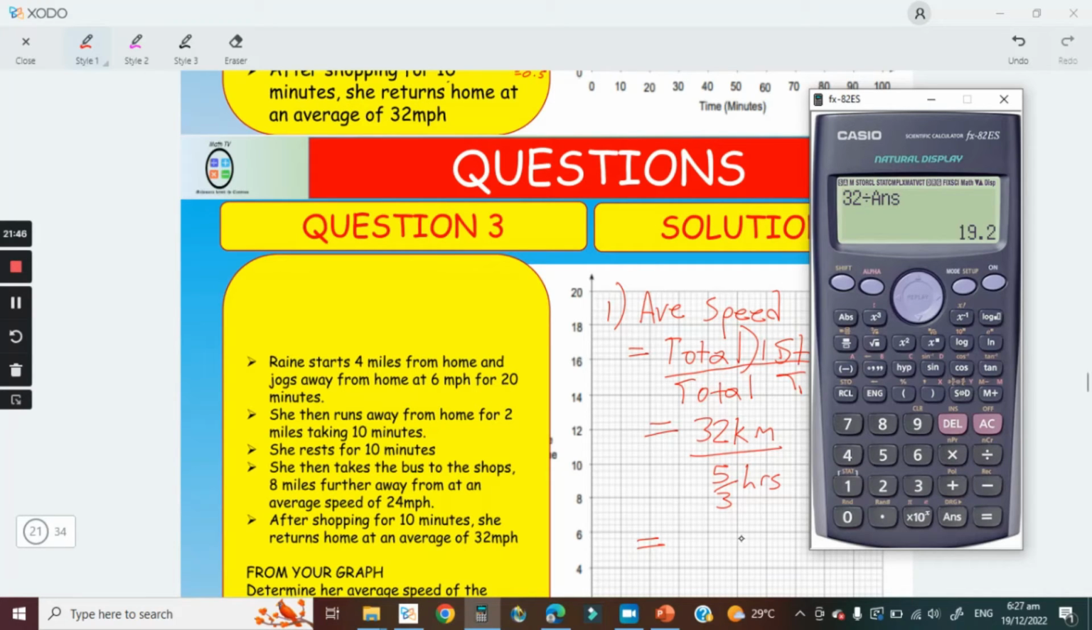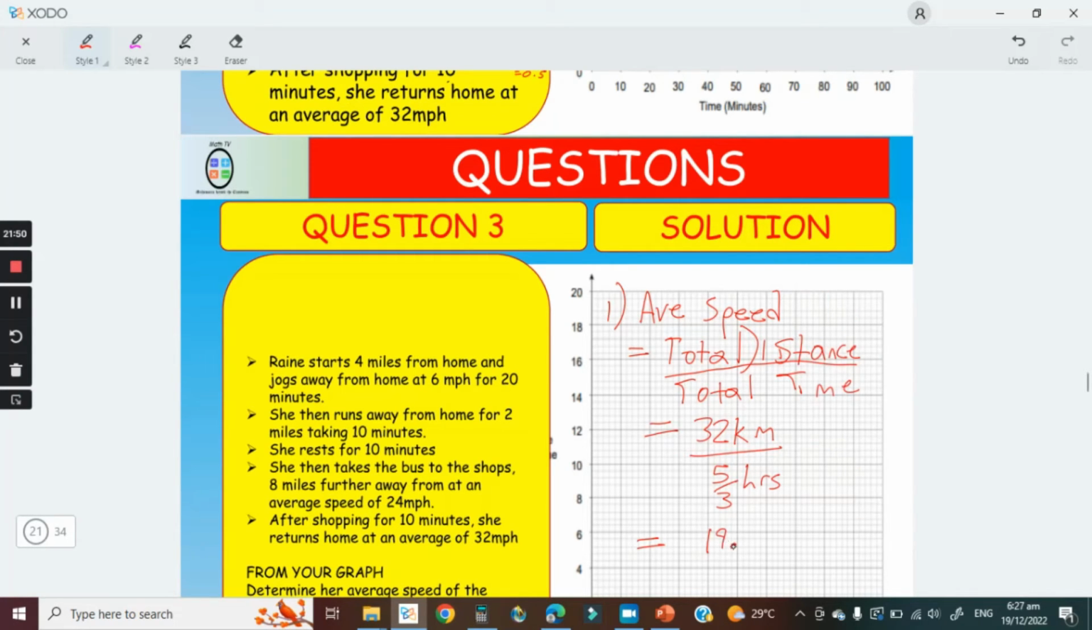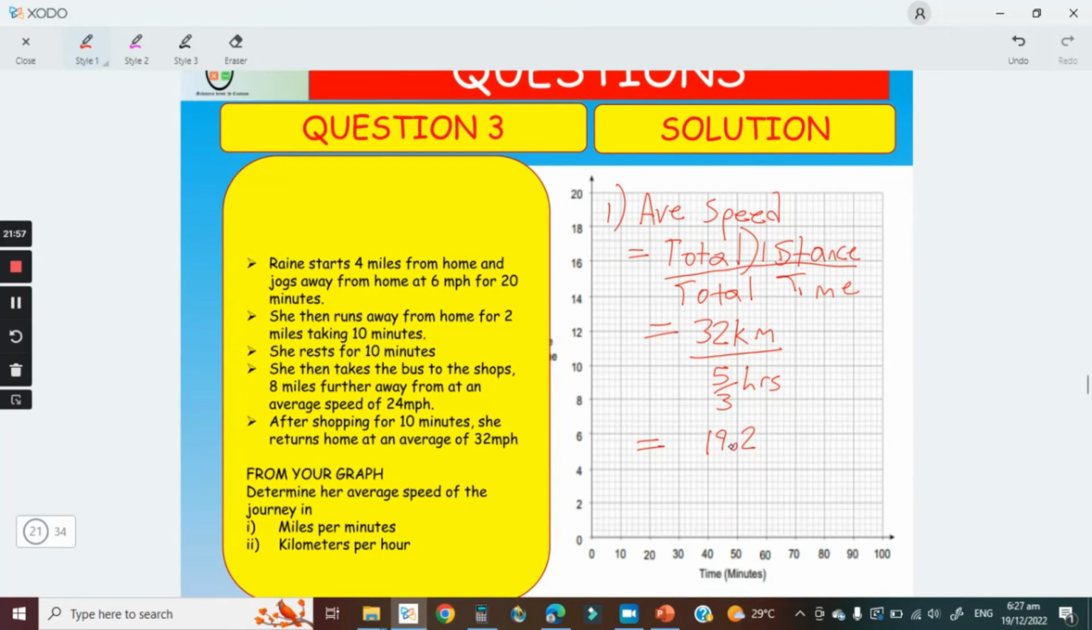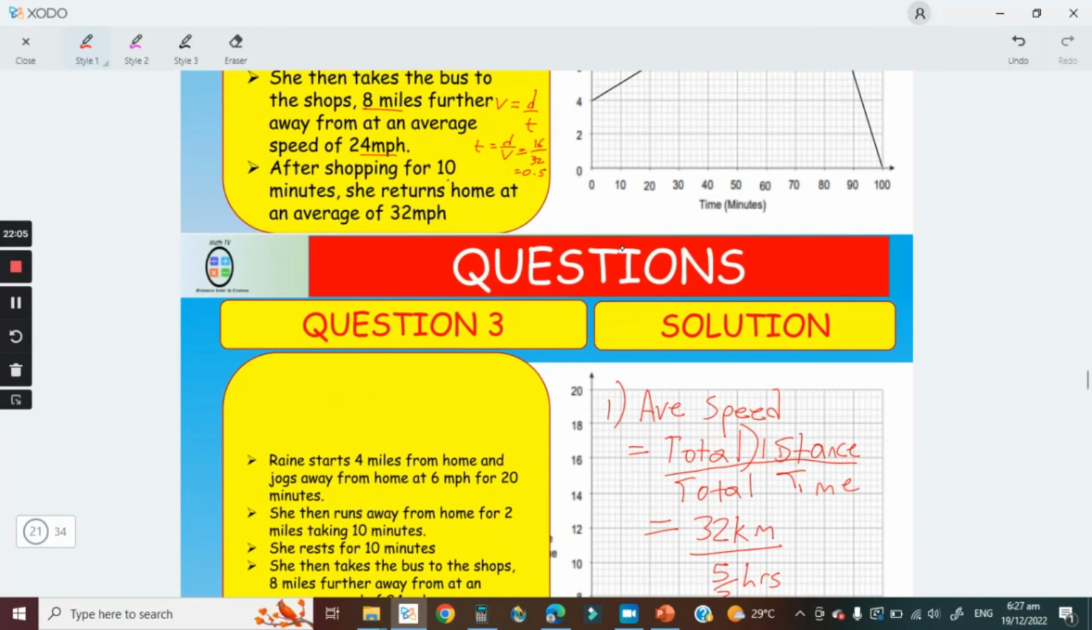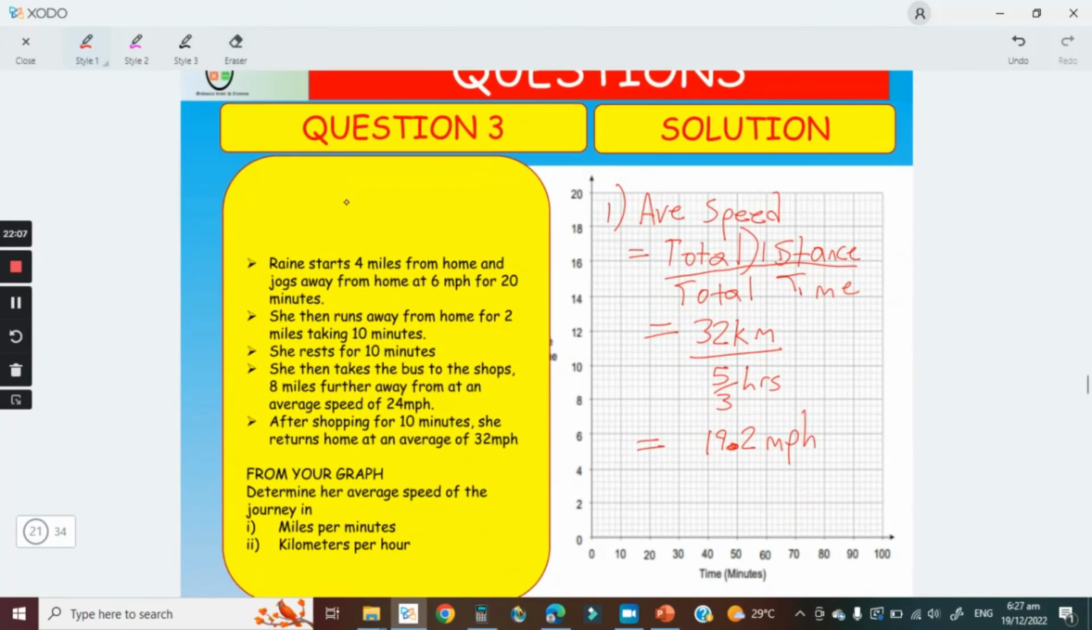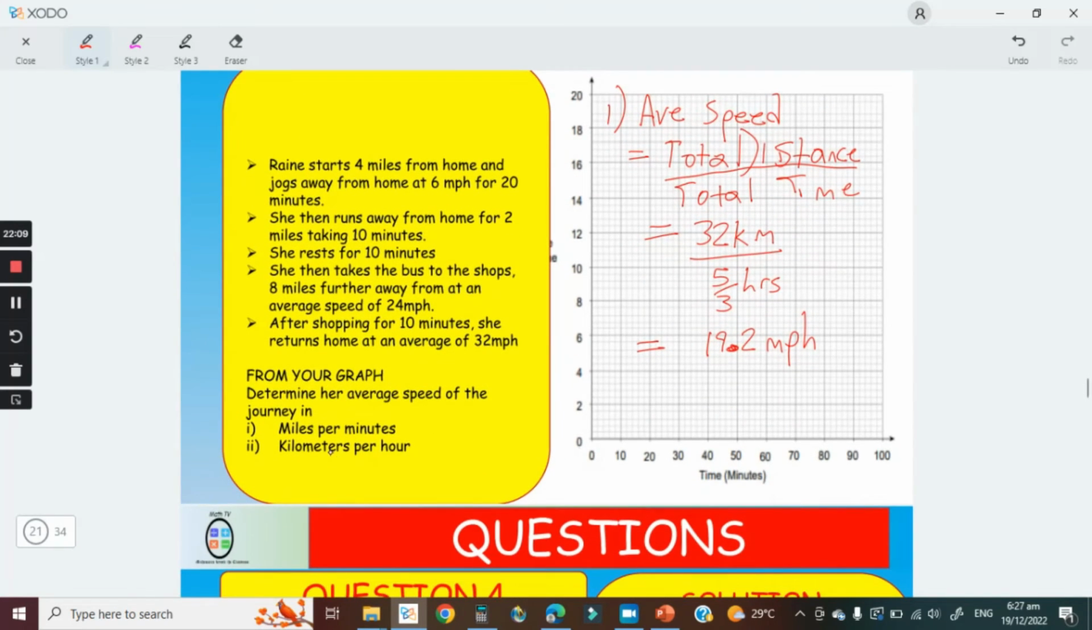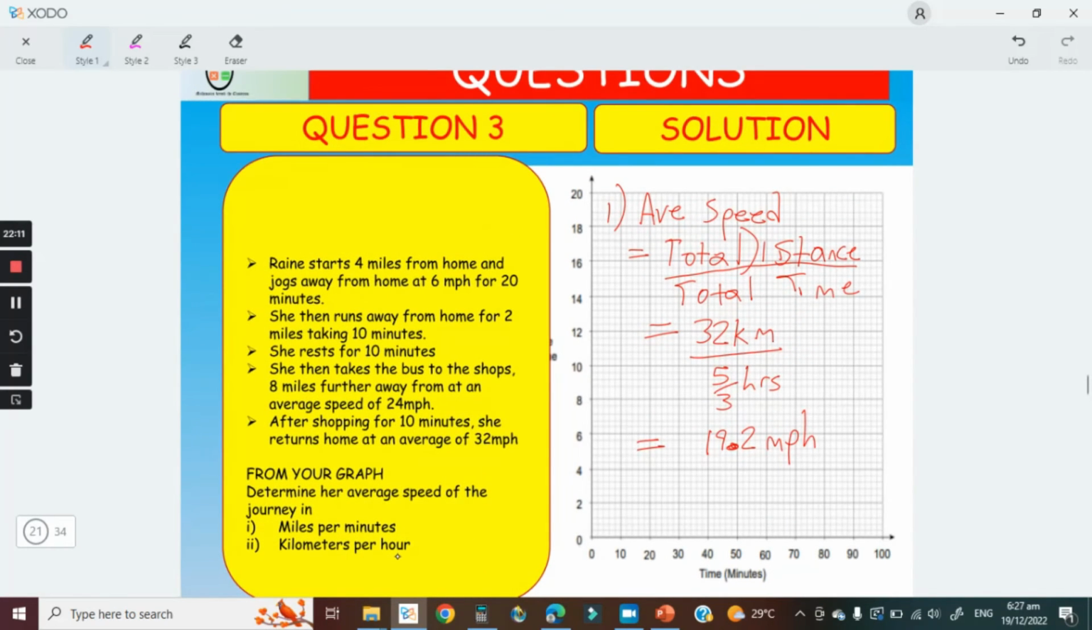19.2. So our average speed was 19.2. Why do I keep saying kilometers? Her average speed was 19.2 miles per hour. So 19.2 mph was her average speed. Now, the next part wants you to work out their average speed in kilometers per hour.